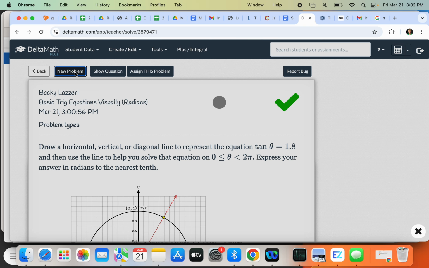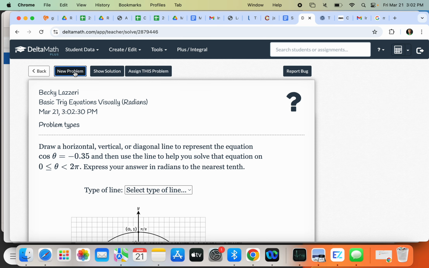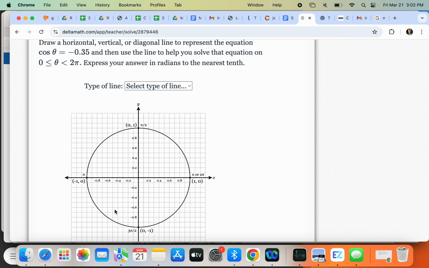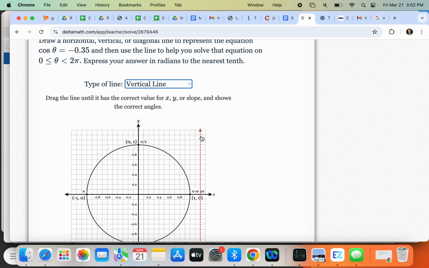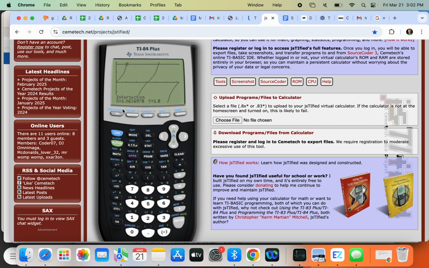Okay, let's find a cosine. Oh, there's a good one. Cosine's negative 0.35. Cosine's negative over here, second and third. So I'm going to pick a vertical line. Really makes you think about it. I'm going to try to get it at about negative 0.35. So about in the middle there, between negative 0.2 and negative 0.35. And then I'm going to go to my calculator and put in cosine.